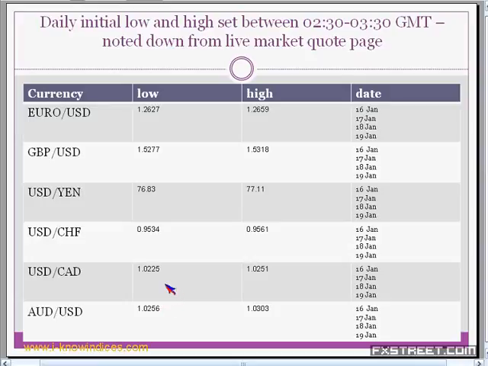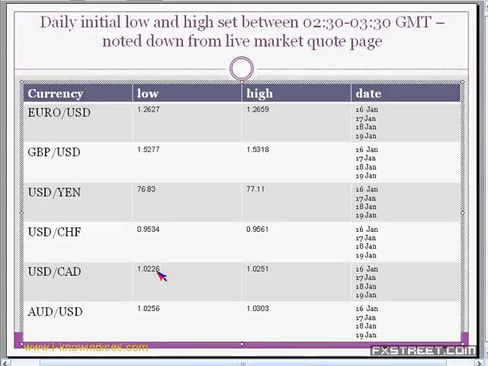Canadian dollar 1.0225. Sorry, I think there's an error. 1.0226 and 1.0251 are not breached. And in the case of Australian dollar, 1.0256 and 1.0303 are not breached. So excepting yen by 1 pip, all other pairs, they have not breached the high or the low. That shows that they are making only swings between the low and the high and holding mostly the market in the middle level between the high and the low.